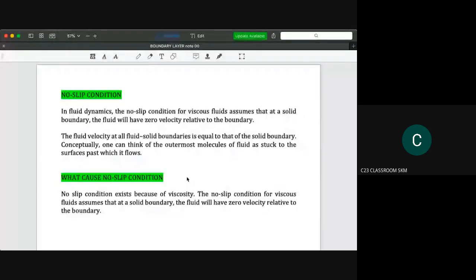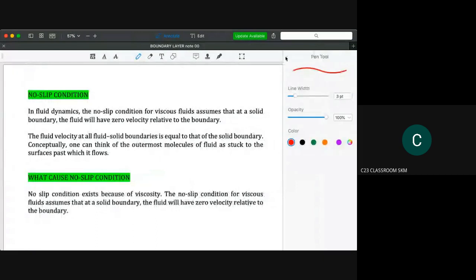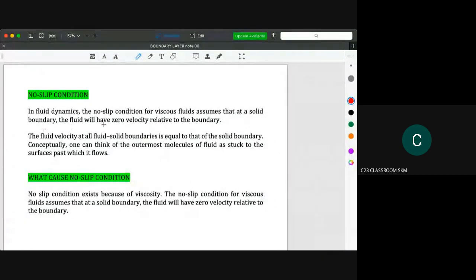So I think previously in Fluid Mechanics 1, you already learned about the characteristics of fluid, one of which is called the no slip condition. So what is the no slip condition? In fluid dynamics, the no slip condition for viscous fluid assumes that at a solid boundary, the fluid will have zero velocity relative to the boundary. So the fluid velocity at all fluid-solid boundaries is equal to that of the solid boundary. Conceptually, one can think of the outermost molecule of fluid as stuck to the surface past which it flows.